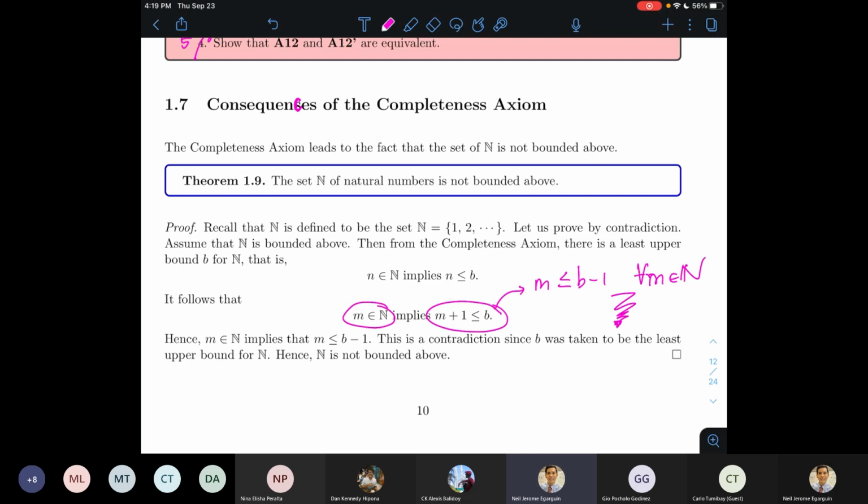Bakit kaya may contradiction? Anybody who wants to try? Bakit may contradiction dun sa m being less than or equal to b minus 1?